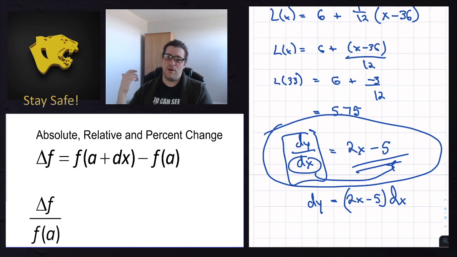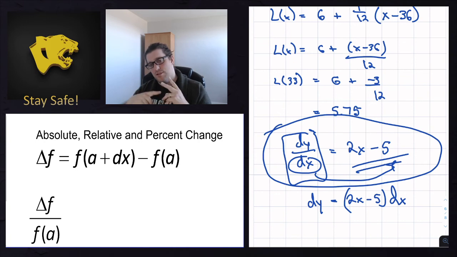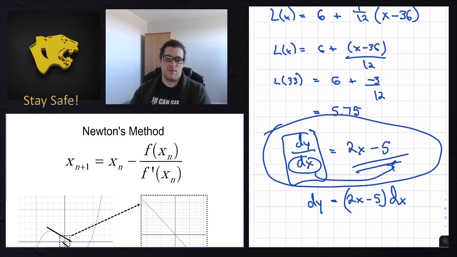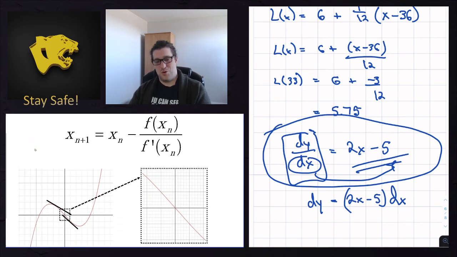And then you can talk about, as your function changes, the absolute, the relative, and the percent change of how your function's behaving. That's laid out in the textbook. Again, I would feel comfortable telling you to skip it. And tolerance is kind of built into that. Newton's method is really cool.